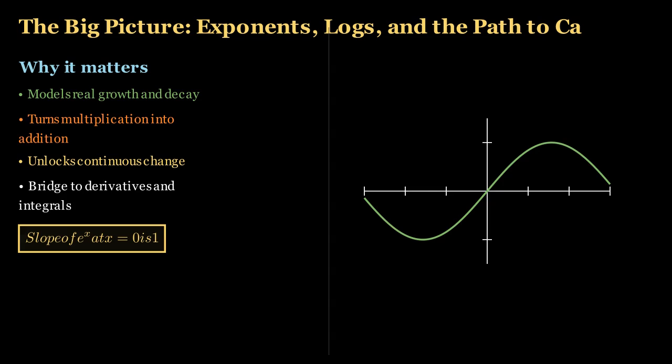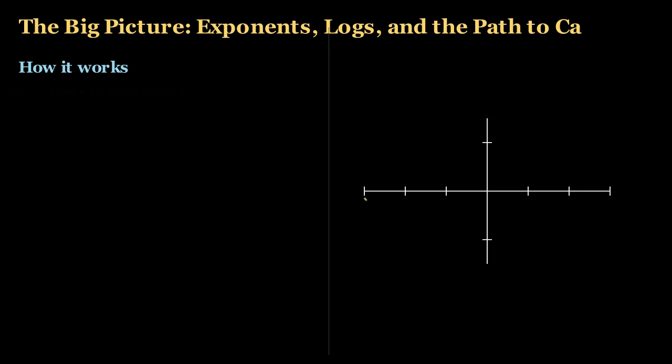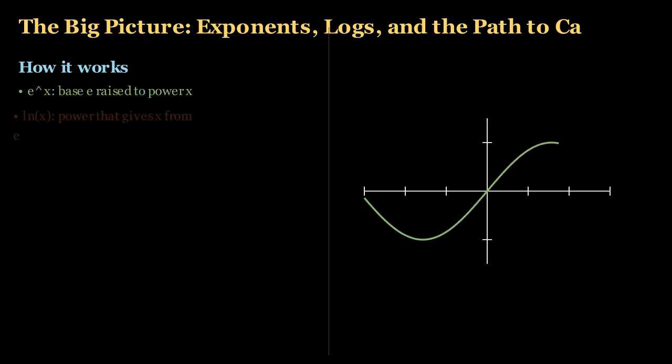You've seen that an exponent like 2 to the 5th means 2 times itself 5 times. But what if the power isn't a whole number? We learned that fractional powers are roots, and negative powers are reciprocals. Now, imagine filling in all the gaps, every possible power, not just fractions. That gives us a continuous curve. When we choose the base e, about 2.718, we get the function e to the x. It's special because its instantaneous rate of change at any point is exactly its value at that point.